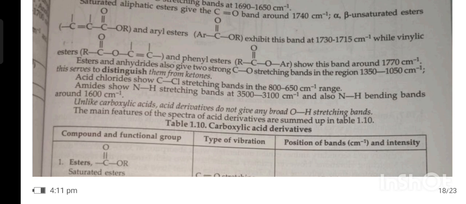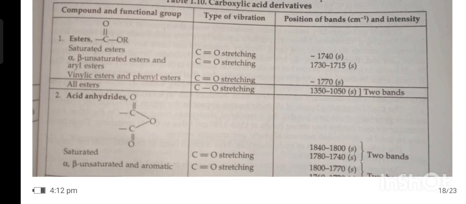Acid chloride shows a CCl stretching band in the 800 to 650 centimeter inverse range. Amide shows an NH stretching band at 3500 to 3100 centimeter inverse and also an NH bending band around 1600 centimeter inverse. Unlike carboxylic acid, acid derivatives do not show any broad OH stretching band. The main features of the spectra of acid derivatives are summarized in table 1.1. Figure 1.11 shows the infrared spectra of ethyl acetate.